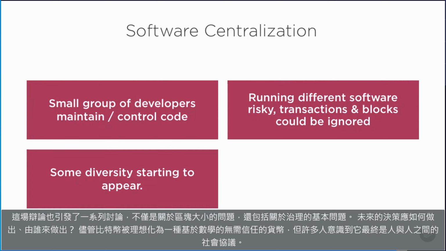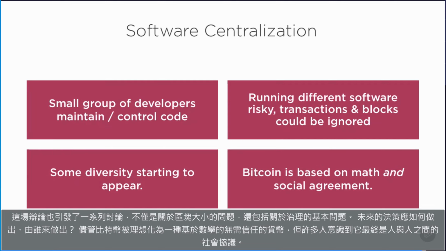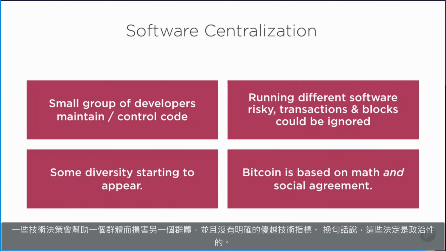The debate has also spurred discussion beyond just what the block size should be, to fundamental questions about governance. How should future decisions be made, and who should make them? Although Bitcoin is idealized as a math-based, trustless currency, many are realizing that it is ultimately a social agreement between people. Some technical decisions will help one group at the expense of another with no clear superior technical metric. In other words, the decisions are political.